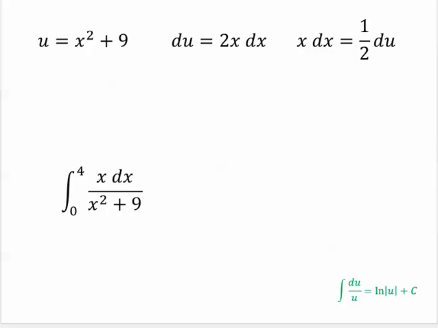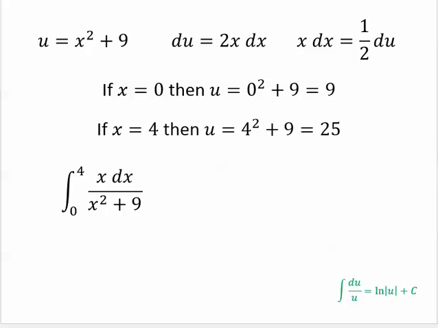Next, let's work on the bounds. If x equals 0, what is u? Well, if x equals 0, u would have to equal 9. And if x equals 4, u would have to equal 25. We're now ready to do our substitution. When you do your substitution, changing from x to u, then when you're all done, everything should be in terms of u, including the bounds.